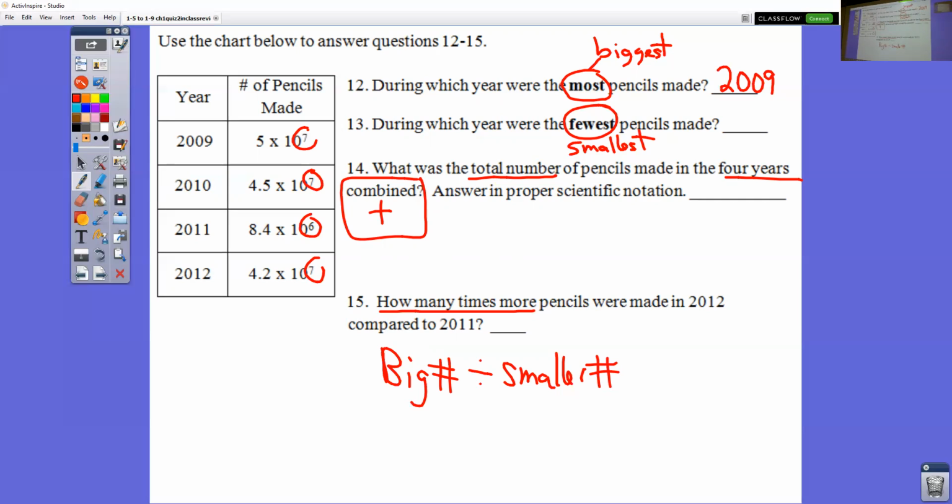During which year were the fewest pencils made? I'm looking for the smallest one. That's going to be your smallest exponent, which is a 6 here. So that's going to be 2011.